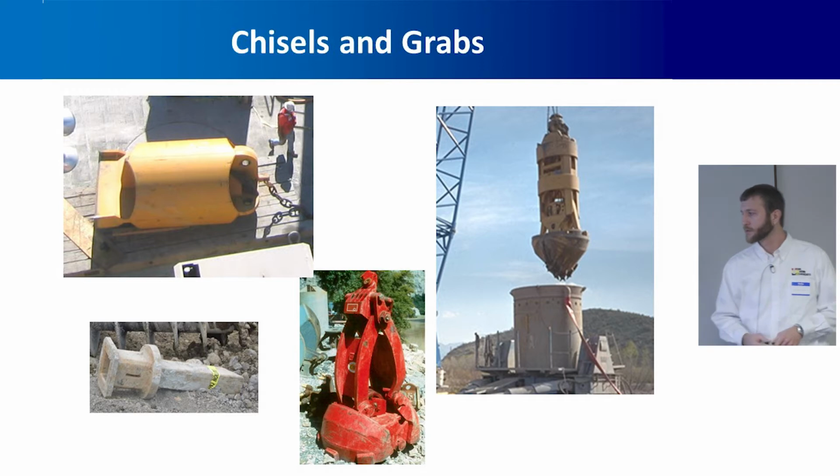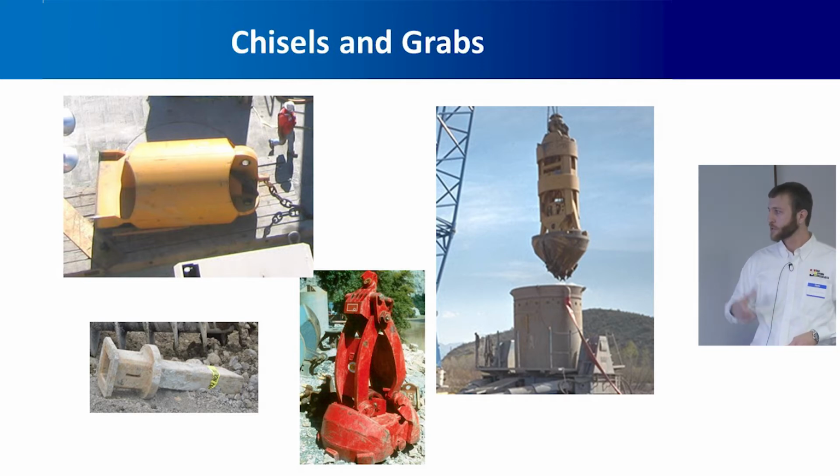Hammer grab. Like I say, it's often used with an oscillator. So you have to have casing with the hammer grab, because if you just went in, it wouldn't make a very circular hole. But if you need to take material out of a casing, it's an efficient tool for that.